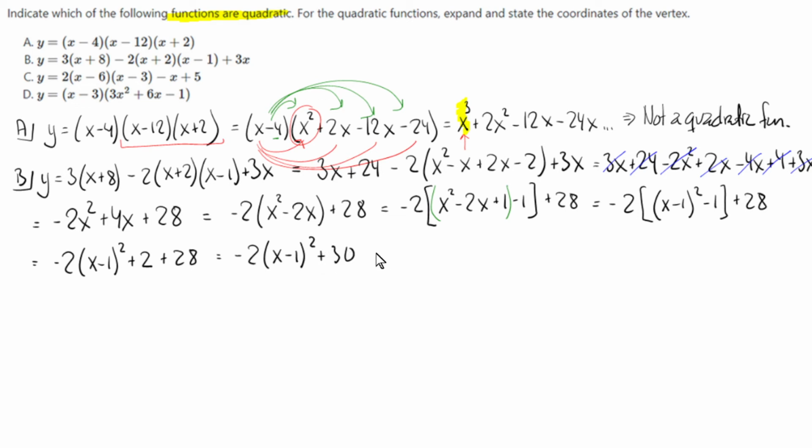We want to find the coordinates of the vertex. We have it now in vertex form. So the x coordinate is 1, the y coordinate is 30.